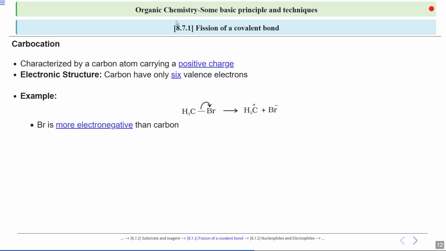As a result of this unsymmetrical distribution, the bromine is getting the negative charge because of its higher electronegativity than carbon, and the bond pair is withdrawn by the bromine.